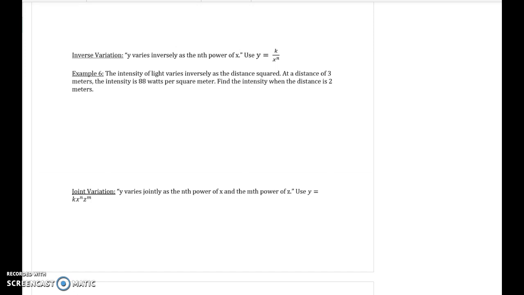The intensity of light varies inversely. So first of all, I'm going to write I for the intensity of light. I can name it any way I want. So intensity of light is one variable. It varies inversely as the distance squared. So I'm going to call D the distance. And because the intensity varies inversely with the square of the distance, I can write it as k times 1 over d squared.